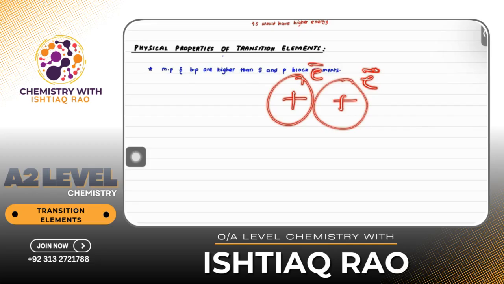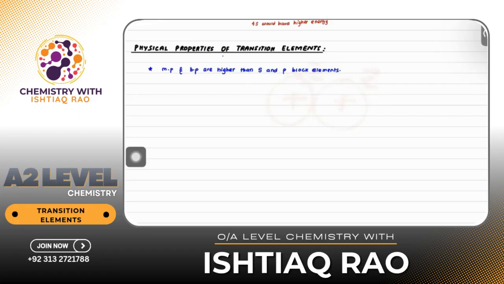So the point here is that whenever you discuss the melting and boiling point of a metal, you need to use the term metallic bonding. But what if you are going to discuss the melting and boiling point of halogens?